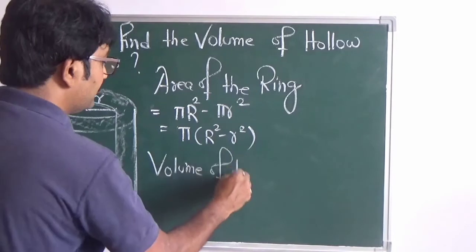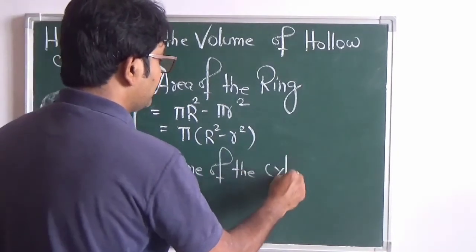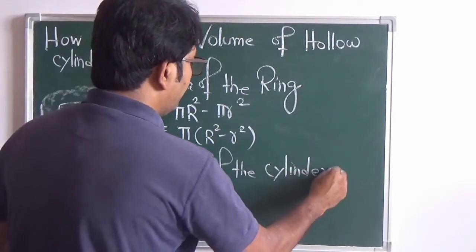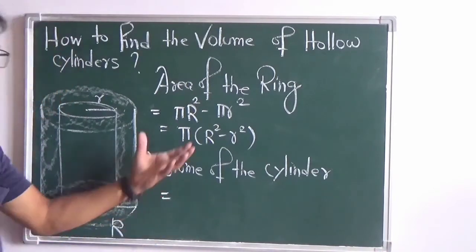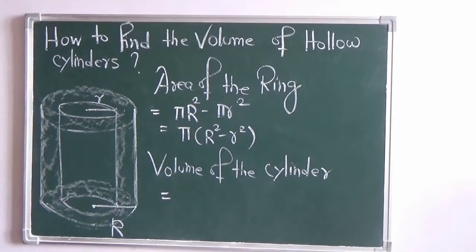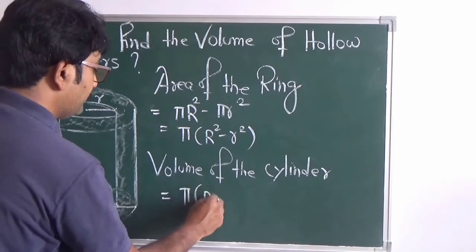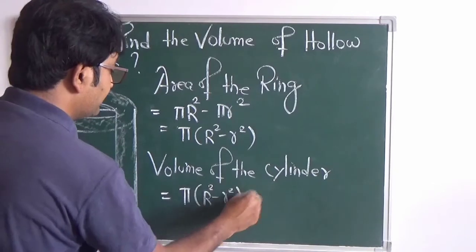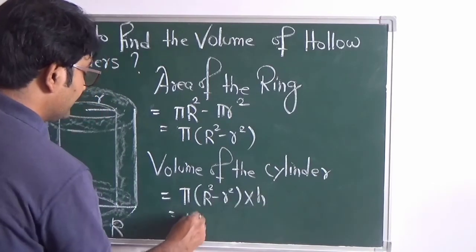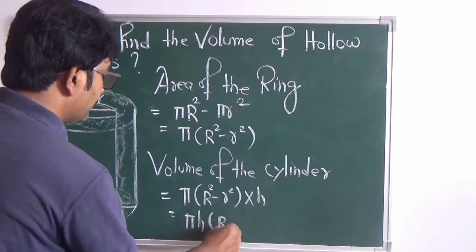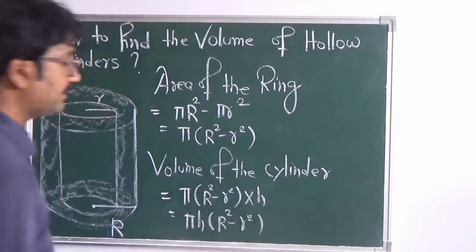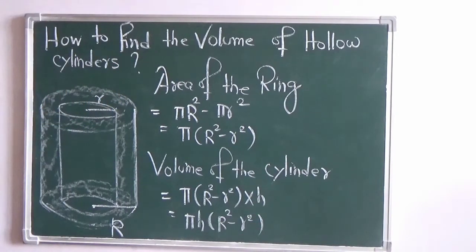Volume of the capital R square minus small r square into h. Yes, volume of the cylinder is given by the area multiplied by the height. So that is pi into R square minus r square into h, or you can write pi h into R square minus r square cubic units. So this is the volume of a hollow cylinder.